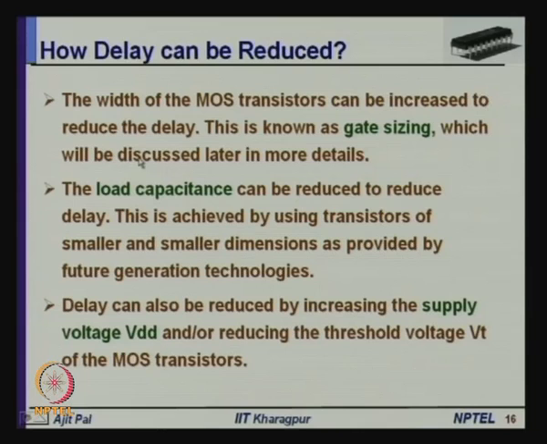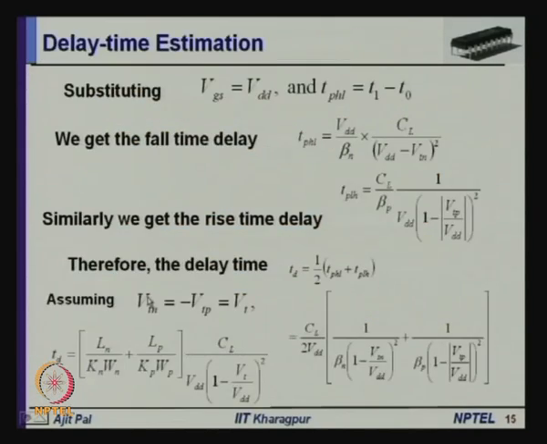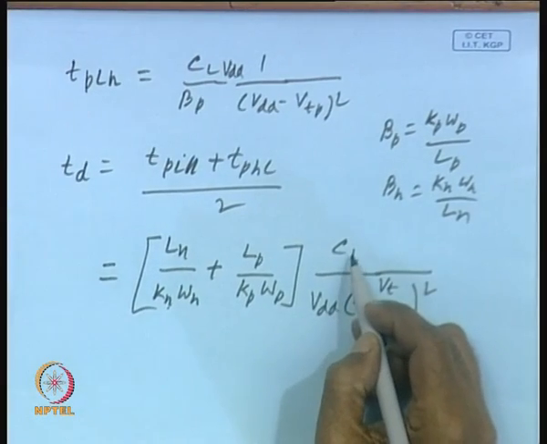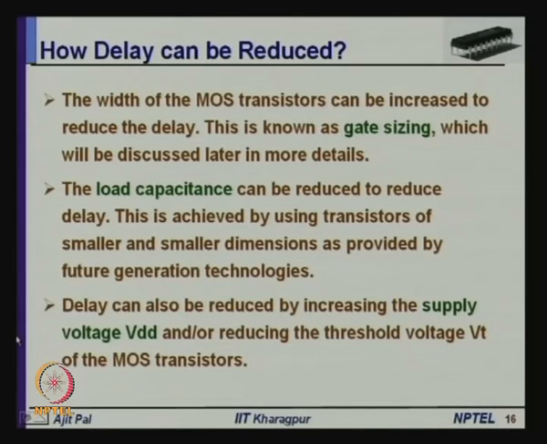So, the width of the MOS transistors can be increased to reduce the delay, and this particular technique is known as gate sizing. Later on we shall discuss it in more detail. Then load capacitance: we have seen there is a parameter called load capacitance on which there is strong dependence, and as a consequence the load capacitance can be reduced to reduce delay.